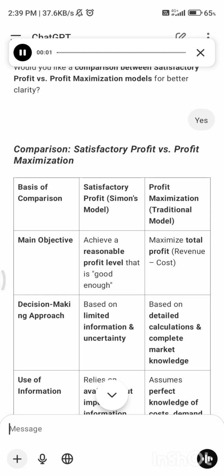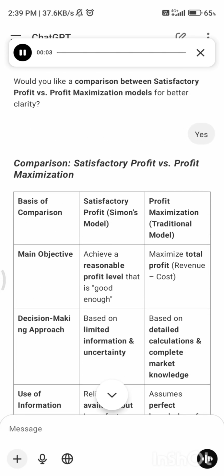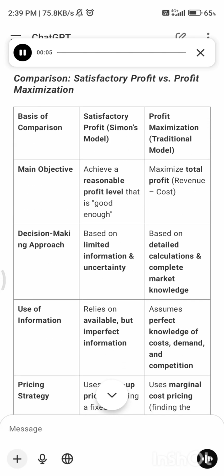Comparison: satisfactory profit versus profit maximization. Satisfactory profit, Simon's model. Profit maximization, traditional model. Main objective: based on satisfactory profit, achieve a reasonable profit level that is good enough. Versus maximize total profit, revenue minus cost.